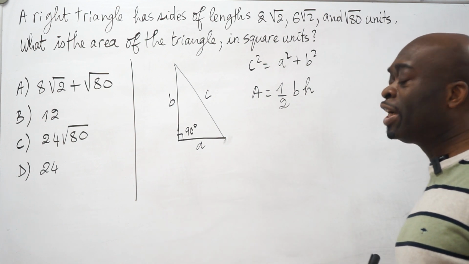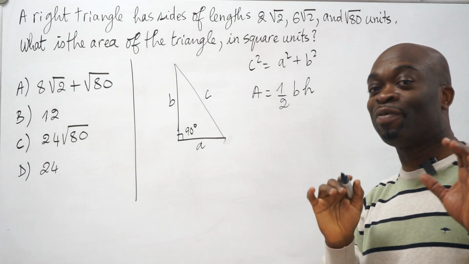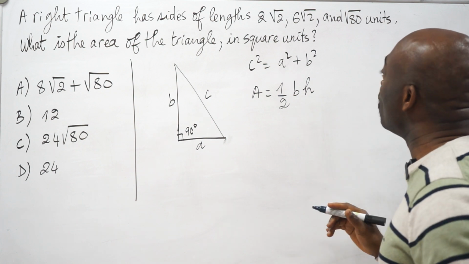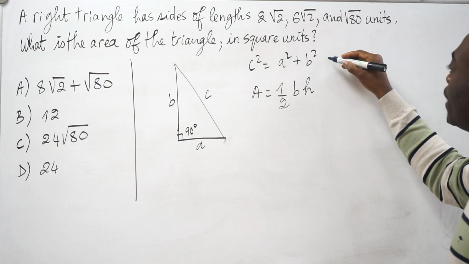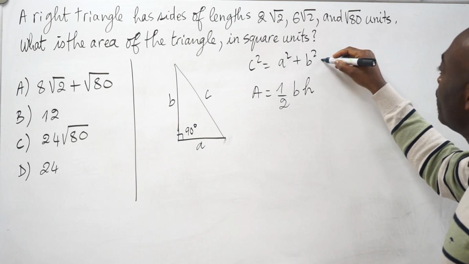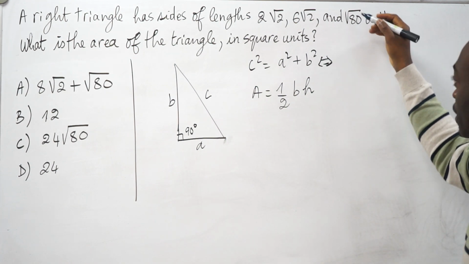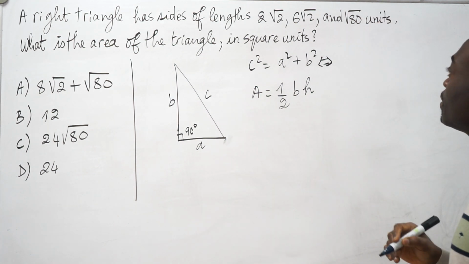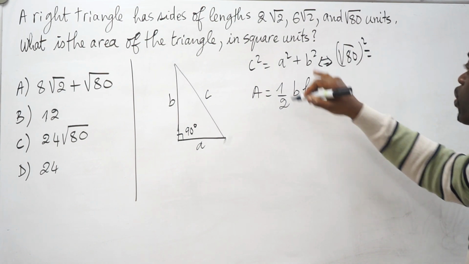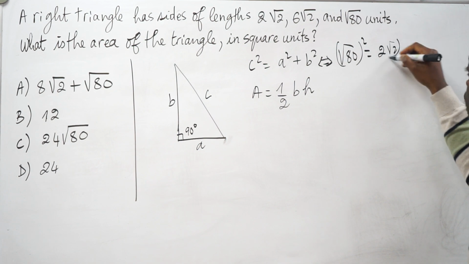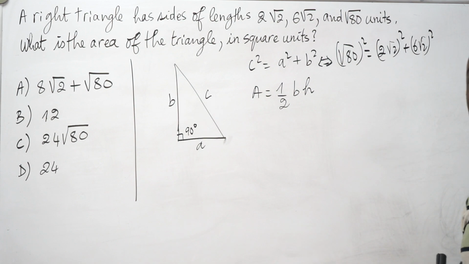So we can do that here. We don't need to do that, I just want to prove it. Because in a test, you wouldn't have time to do all of this. All right, so let's go for it. You're doing C squared then. So if we decide that this might be your C, that will give us the square root of 80 squared, which should be equal to 2 square root of 2, squared, plus 6 square root of 2, squared.